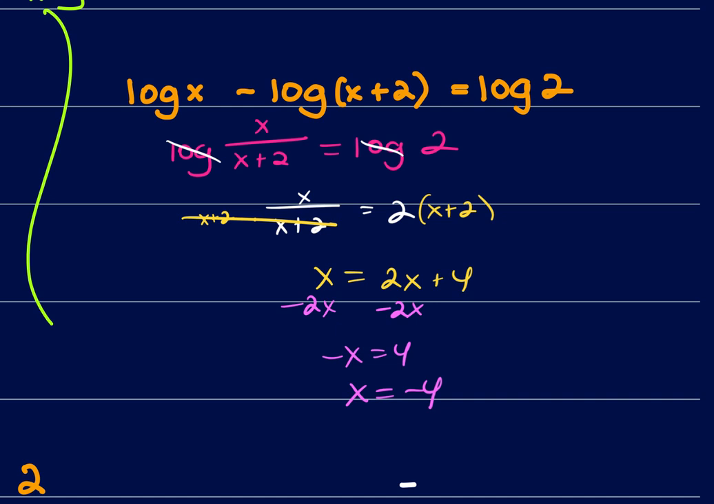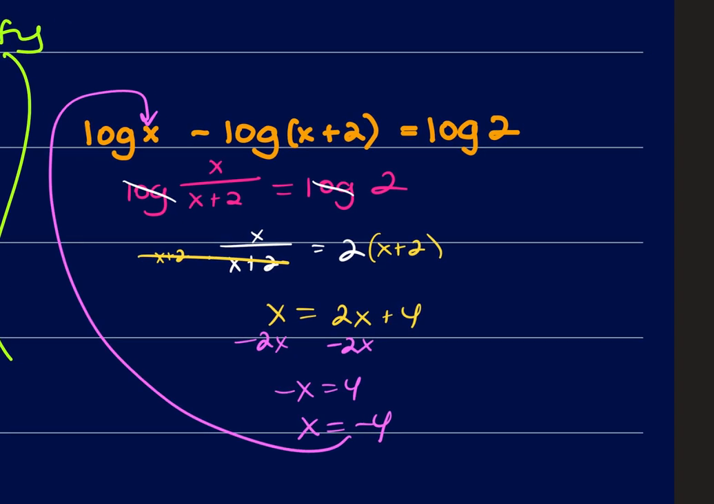And then, what do you gotta do? Check it. If I plug the negative 4 back in, can I keep it? No. Again, even if it was just one of those that was a problem, I would cross it out, but it's both. So this would be a no solution.